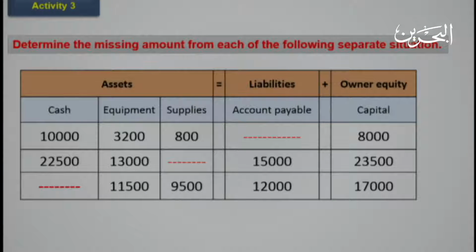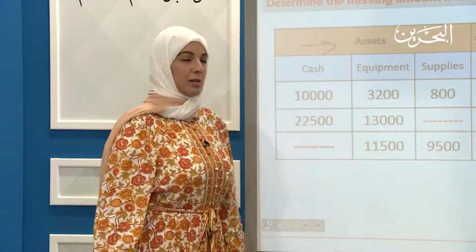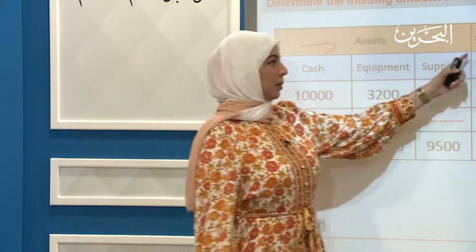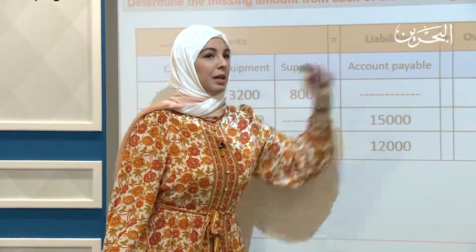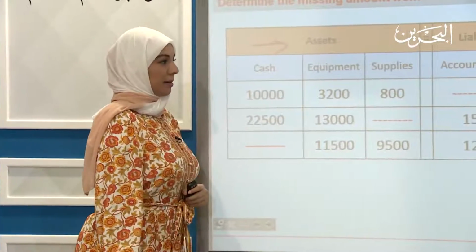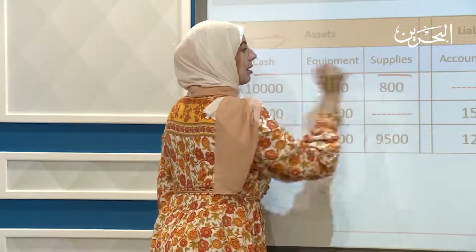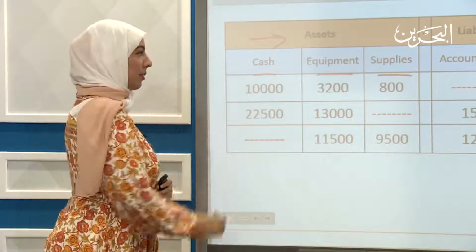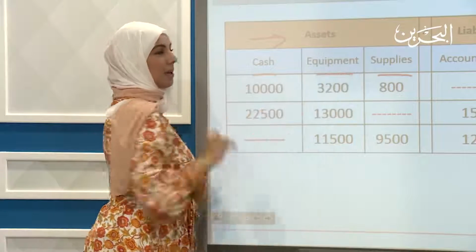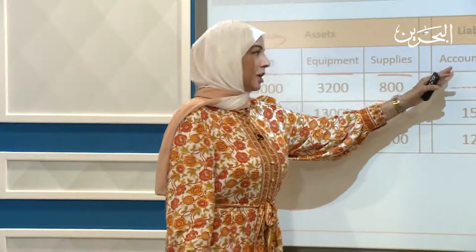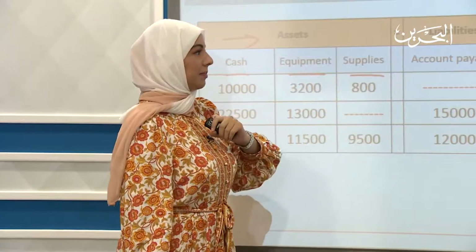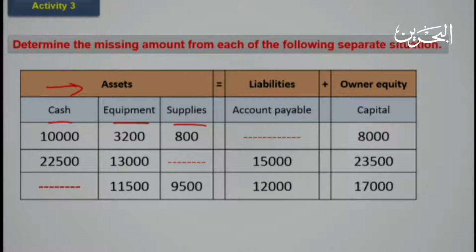Moving to find the figures of the components in our accounting equation. In this schedule, I have my accounting equation, which consists of assets equal liabilities plus owner's equity. Let us apply it here. Under the assets, I have many types of assets. In our example, I take cash, equipment, and supplies. In the liability section, we took accounts payable. And in owner's equity, we take the capital.